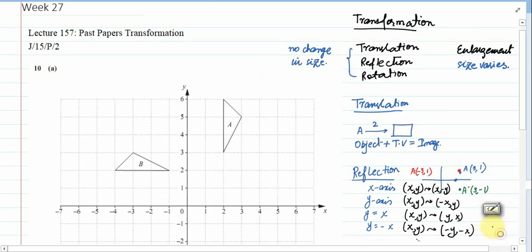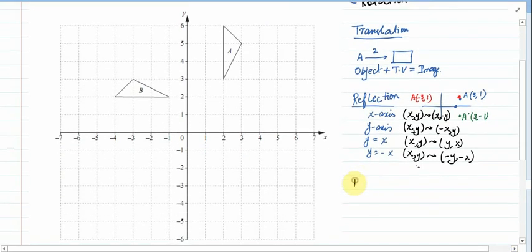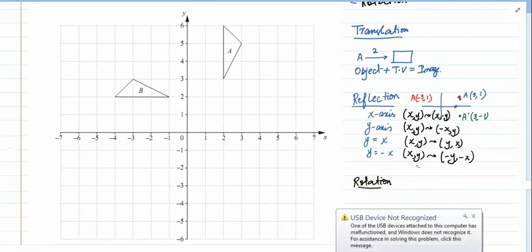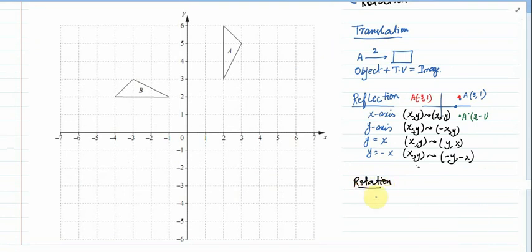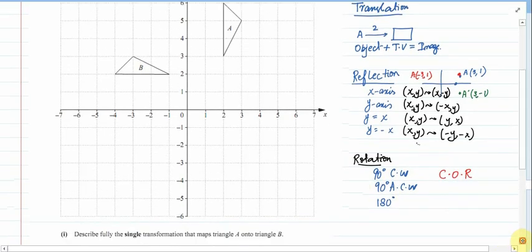Similarly for rotation, we discussed that there is either 90-degree clockwise, 90-degree anti-clockwise, or 180-degree, right? The second most important thing in rotation is the center of rotation, right? We discussed in detail, when we discussed the topic rotation, how to find the center of rotation.